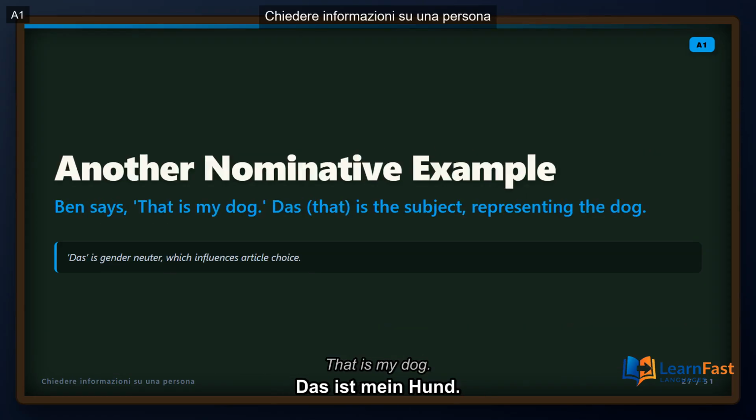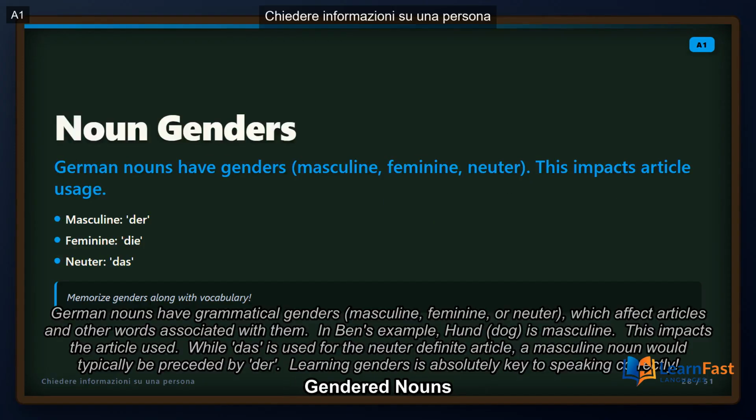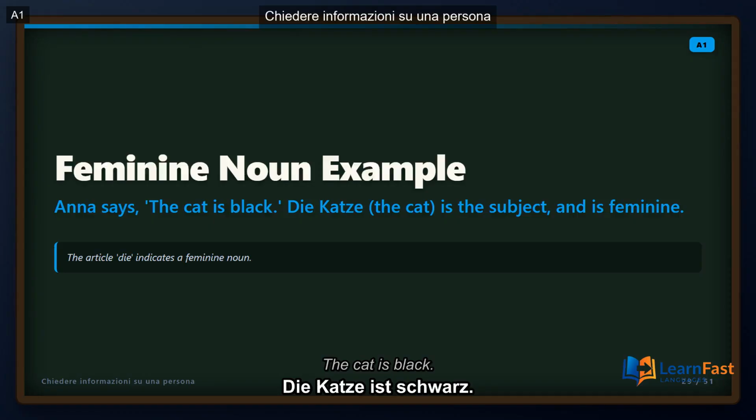Das ist mein Hund. German nouns have grammatical genders, masculine, feminine, or neuter, which affect articles and other words associated with them. In Ben's example, Hund, dog, is masculine. This impacts the article used. While das is used for the neuter definite article, a masculine noun would typically be preceded by der. Learning genders is absolutely key to speaking correctly. Die Katze ist schwarz.